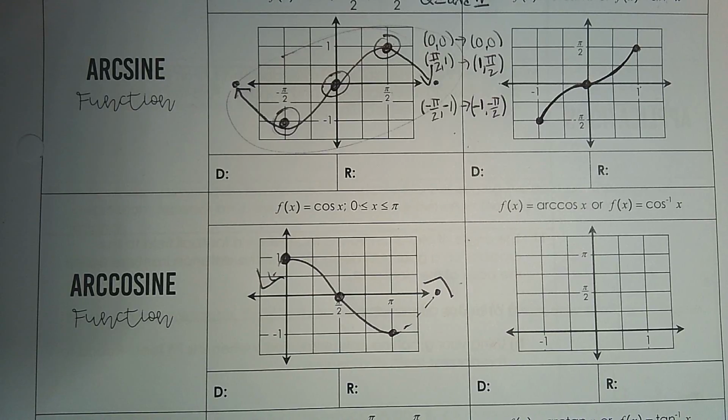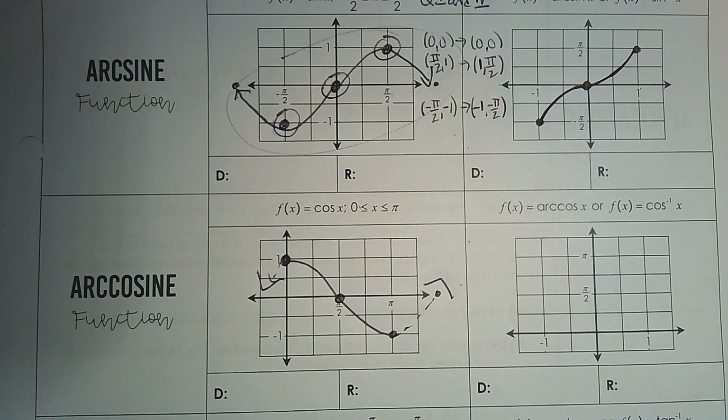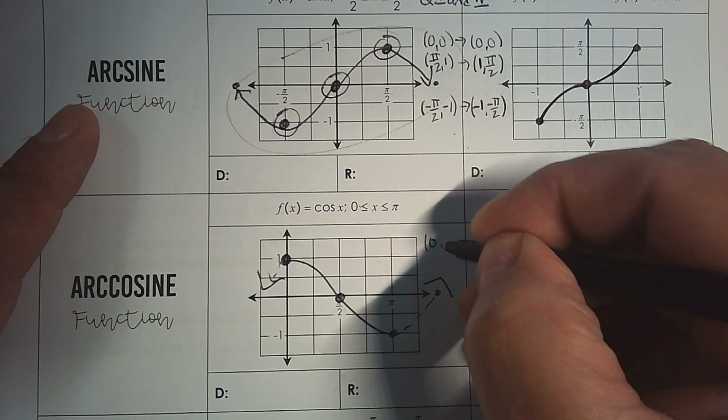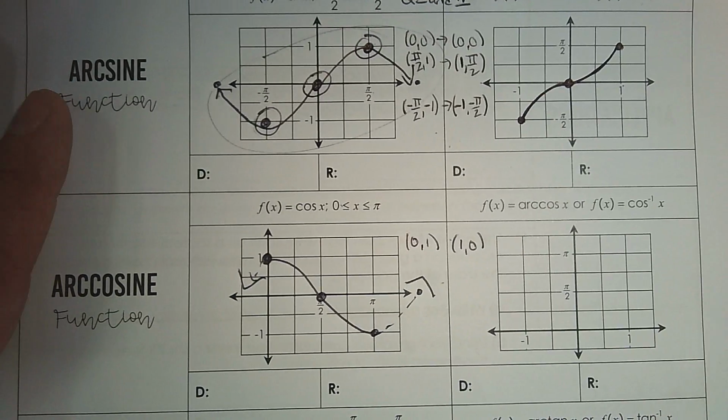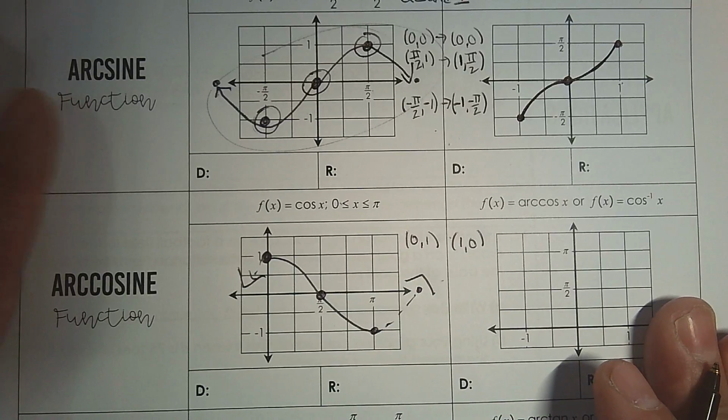Now, again, I want you to notice that we have 3 points that we are going to inverse. So, 1 point at a time here. The first one is, at 0, the answer is 1. So if I inverse it, then on my inverse graph, it's 1, 0.